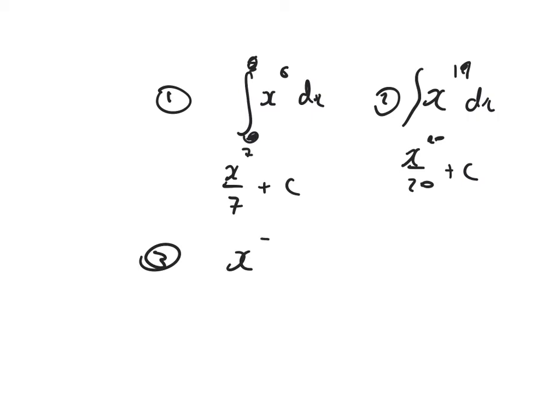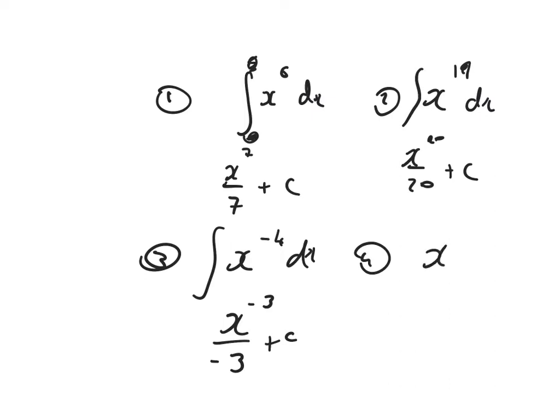Example 3, we're going to integrate x to the minus 4. So add 1 to the power, divide by the new power: x to the minus 3 over minus 3 plus c. Example 4, x to the minus 11. So that will be x to the minus 10 over minus 10 plus c.